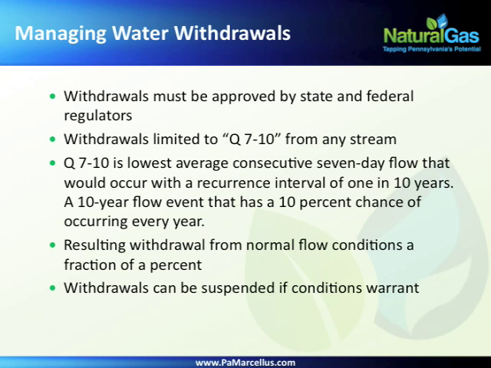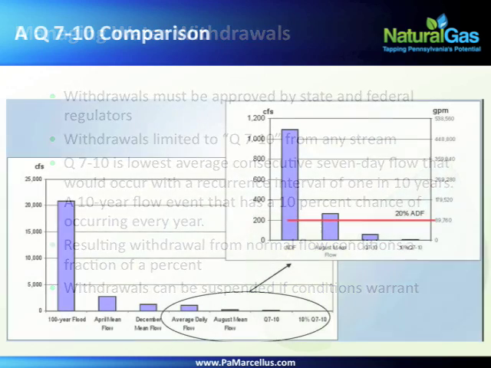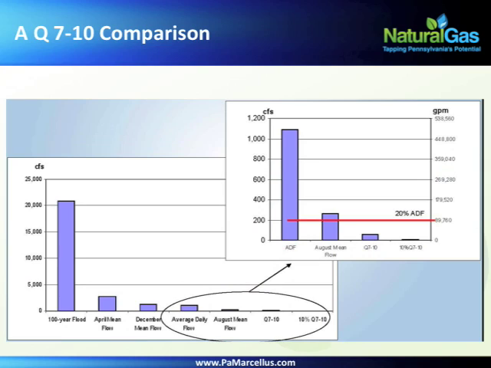The resulting water from normal flow conditions is a fraction of a percent, and these withdrawals can be suspended if conditions for some reason warrant. This is a kind of a comparison. We'll see a little bit easier what it means to the absolute stream flow. Right there is your average daily flow. Here's your Q710 down here, and then this is the 10%, which is what is allowable to be flowed. So it's a very small portion of what the stream can actually carry.